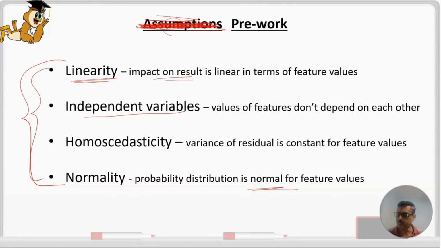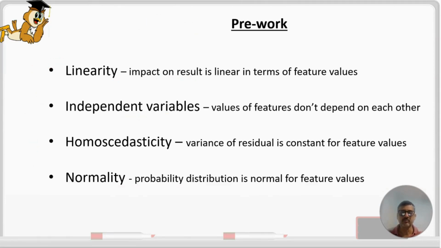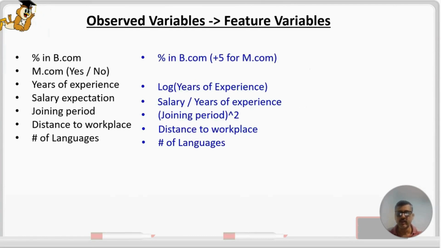Okay, so pre-work, let's call them pre-work. Let's go from the observed variables to the feature variables. The earlier table showed you the observed variables, and we are going to transition to the feature variables. This is one example of doing that. It's a simplistic way of doing that, but I'm trying to indicate that this step should be a part of your problem solution.